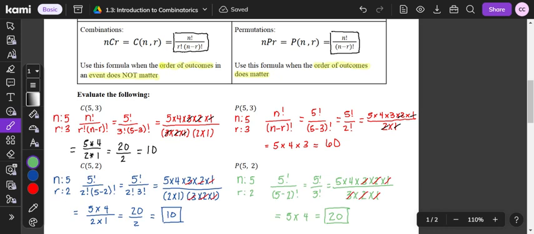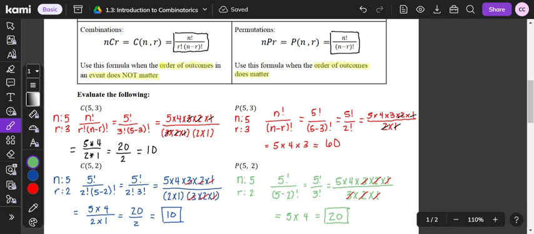All right, so if you had the combination of 5 and 2, you did the formula and you got 10, good job. If you did the permutation of 5 and 2, used the formula and you got 20, great job. Okay, now a couple things I want to point out to you before we move on. So first of all, you'll notice that the combination of 5 and 3 and the combination of 5 and 2, they're the exact same answer, all right?